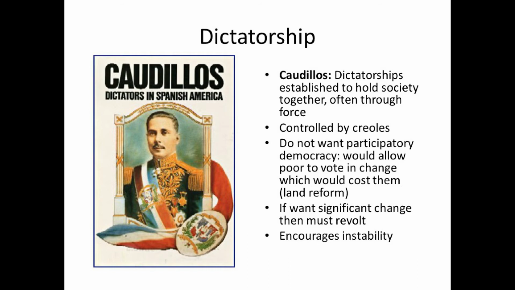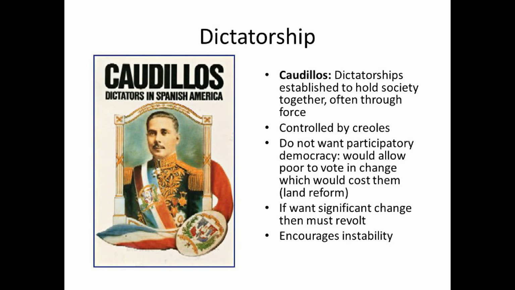In a lot of South American countries, you will have the establishment of what are called caudillos. Caudillos are dictatorships which were established to hold society together, typically through force. These were usually controlled by the Creoles, and what happened was the Creoles made sure that they controlled the army and then used the army to hold society together. Right? So these are dictatorships that are used to help hold a society together, which has many people who are frustrated because they lack money, they lack land, and you have this kind of unfair system.